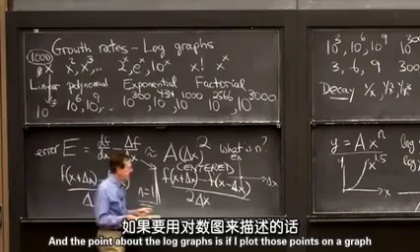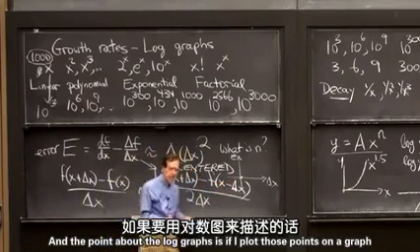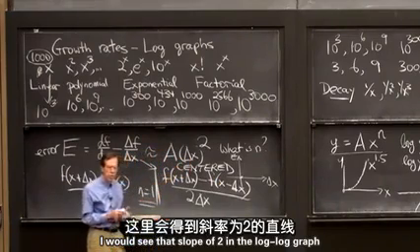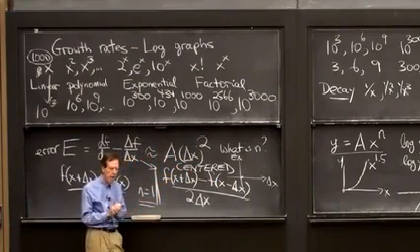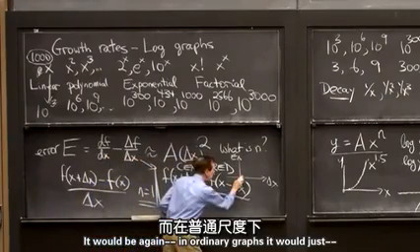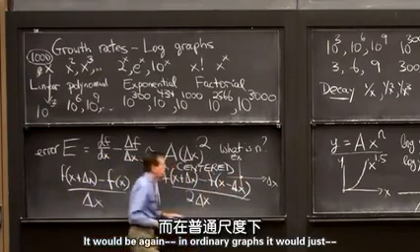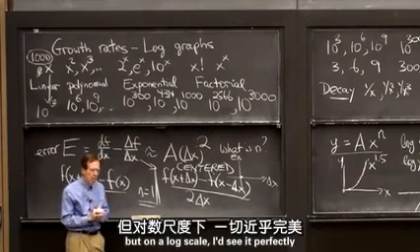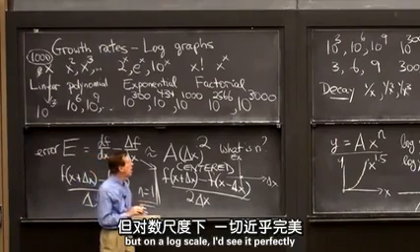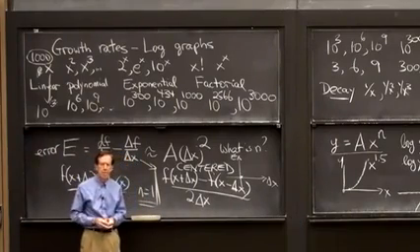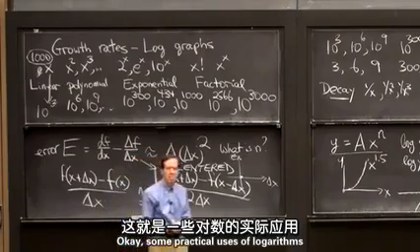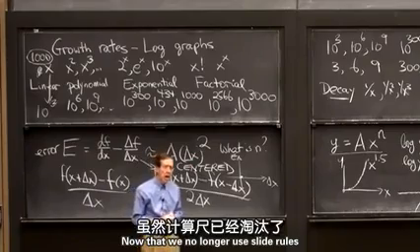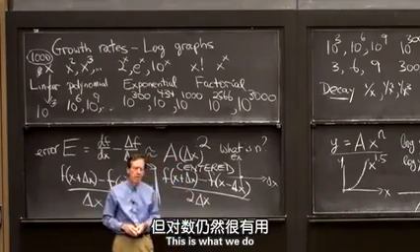And the point about the log graphs is if I plot those points on a graph, I would see that slope of 2 in the log-log graph. In an ordinary graph, it would become invisible as delta x got small, but on a log scale, I'd see it perfectly. Okay, some practical uses of logarithms. Now that we no longer use slide rules, this is what we do.